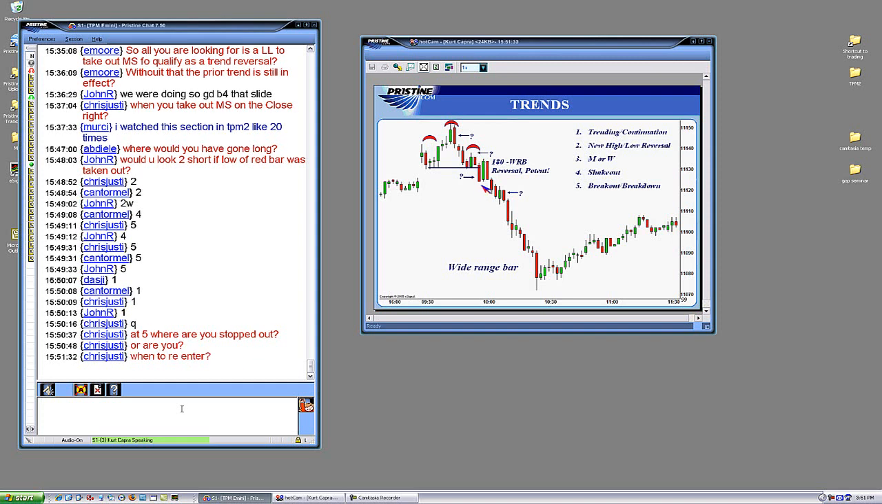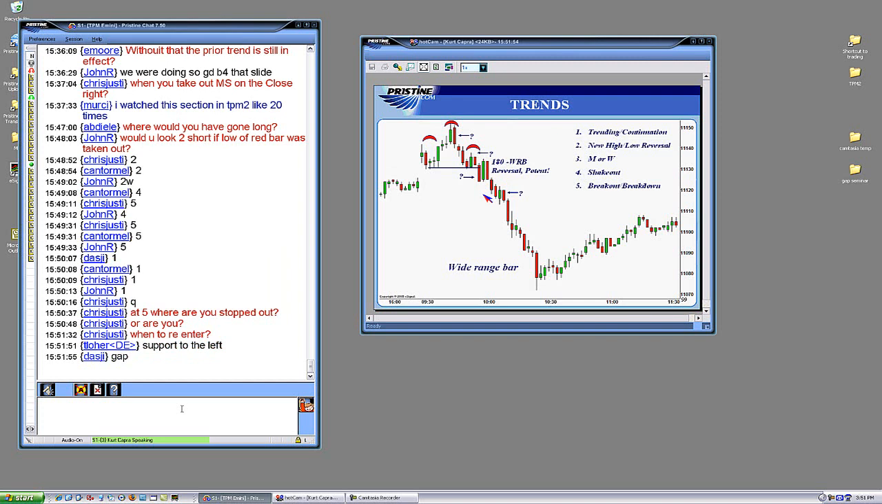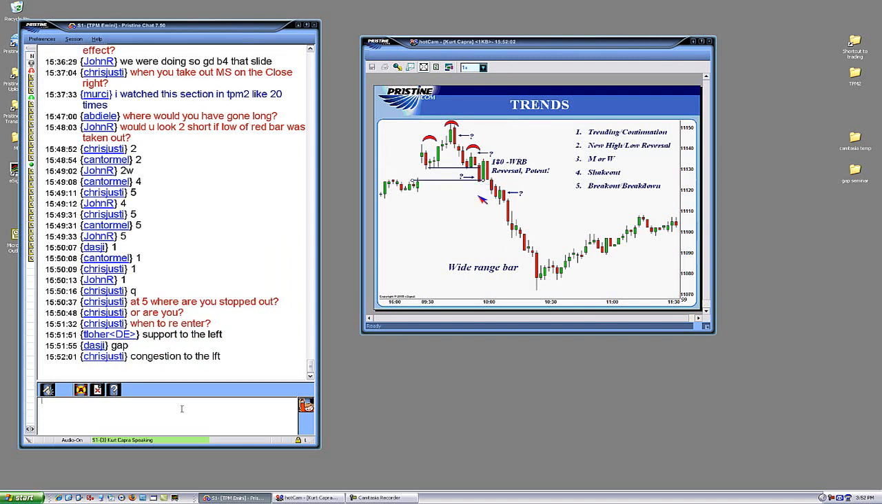Let me ask you this, though. Why do you think that we got this kind of reversal? Well, you would re-enter on the very next, the wide range 180 back down. You would just enter when it broke that bar's low. But why do you think that this reaction happened? Based on what? Yeah, exactly. Support to the left. Exactly. That unfilled gap. It filled the gap. Exactly. Hit that support, and we got the reversal back up. You guys got it.